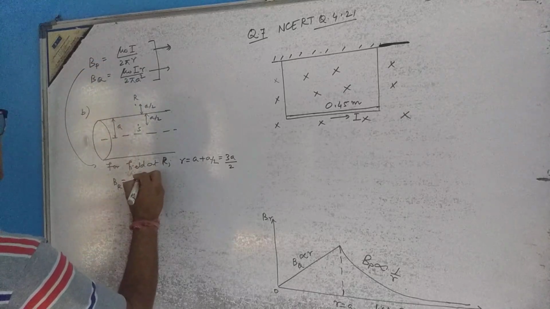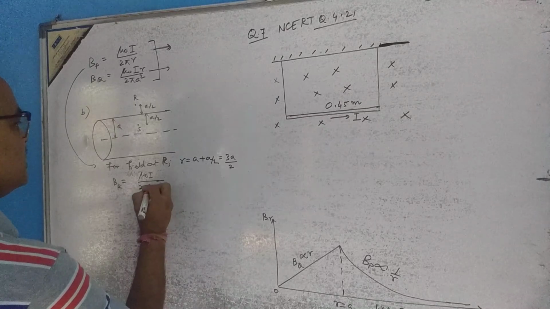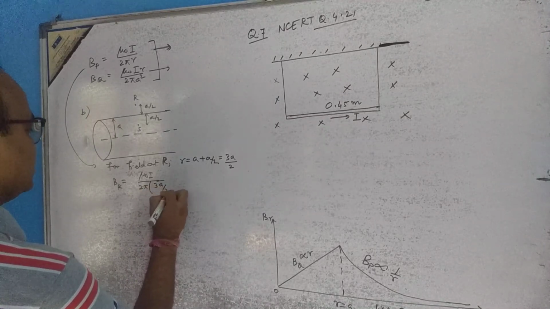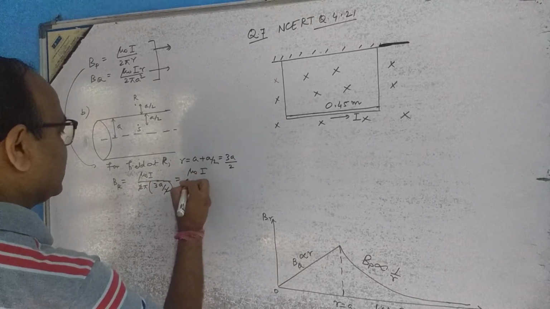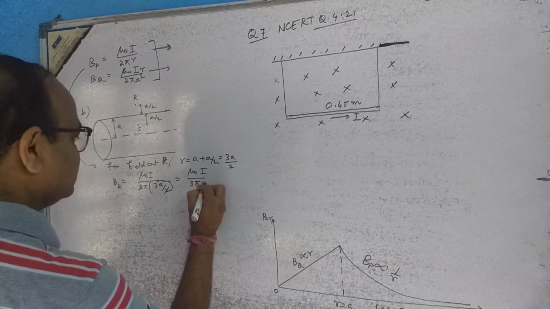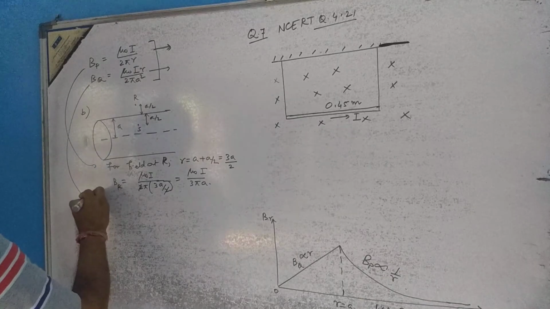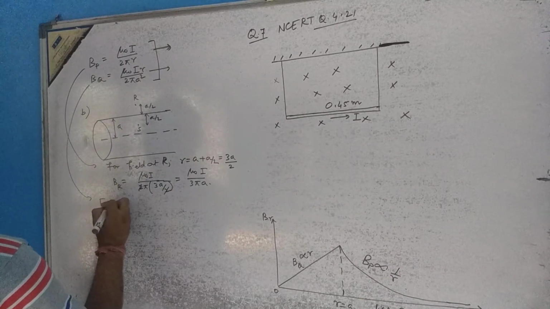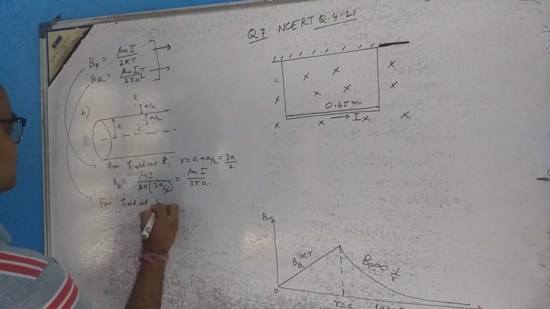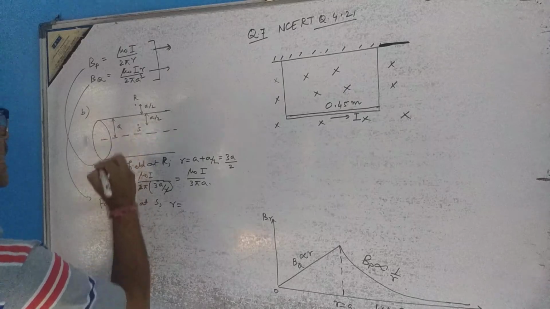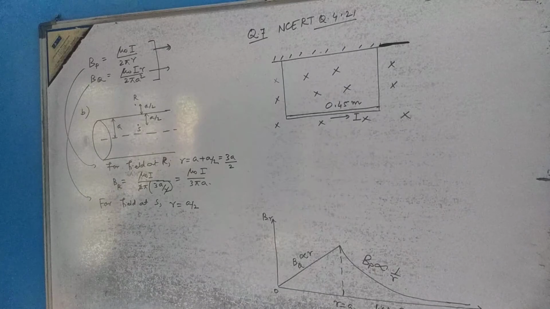That means B_R is equal to mu naught I divided by 2 pi into thrice A by 2. The 2 and 2 cancel. How much are you getting? Mu naught I by 3 pi A. Now for the field at S, what will be R? R will be A by 2, because the distance is taken from the center. That should be A by 2.